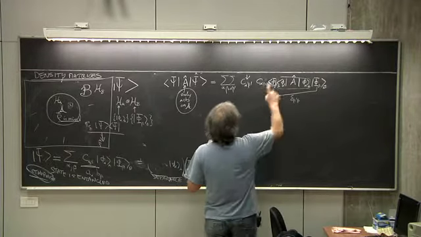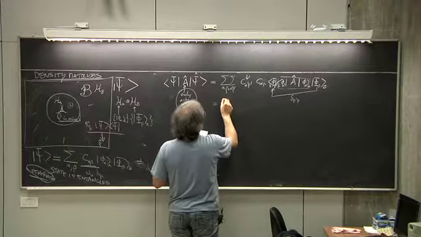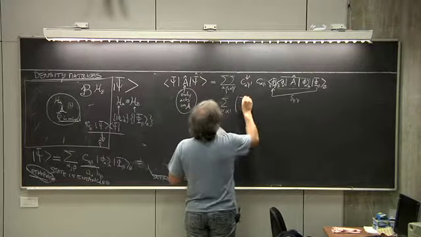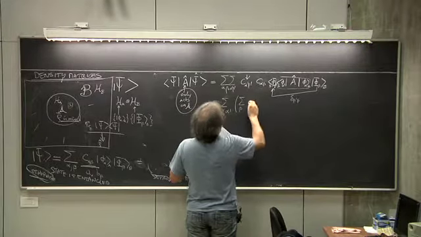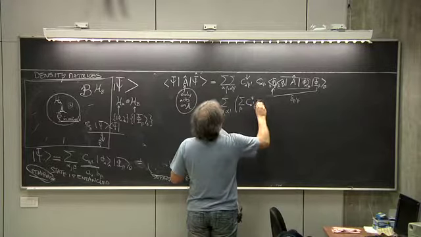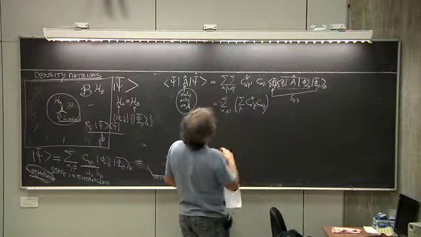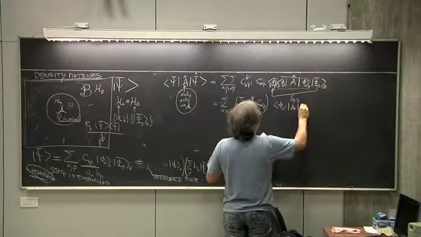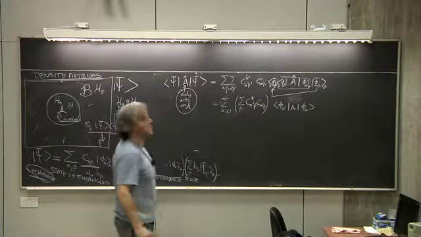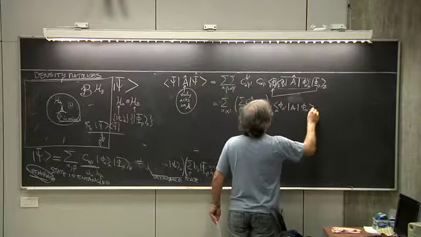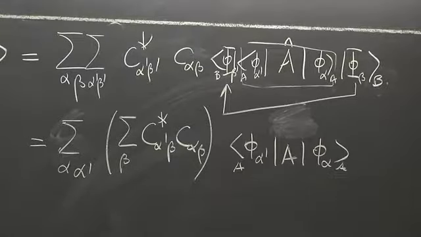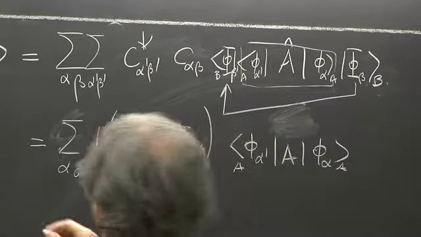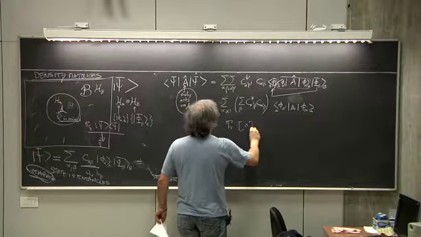So I can rewrite this thing as a sum over alpha and alpha prime. Then I have the sum over beta that really is confined to this piece, because there is no other beta around. And then I have the matrix element phi alpha prime A phi alpha. These are matrix elements of the A subsystem. Now, you see that this has exactly the standard form of the trace of A times rho.